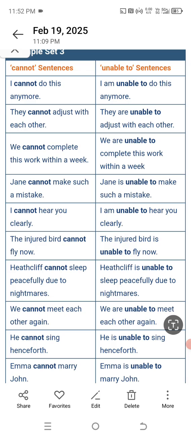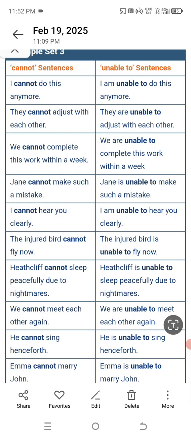First we write the subject as it is, then we have to use the correct present form, because can shows the present form. That's why we have to use the correct to be form. So after I we generally use am, so I am, and then write unable to and then the remaining part of the sentence as it is. So in this way the answer of this sentence is: I am unable to do this anymore.